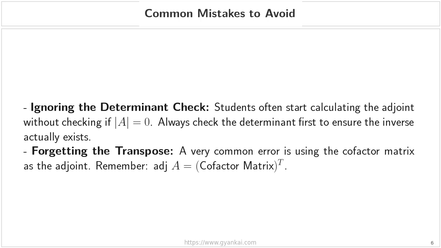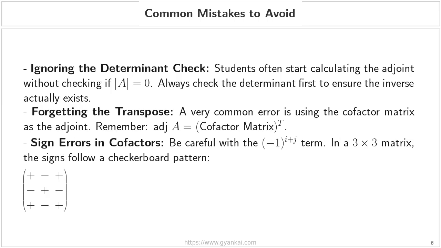Second, watch out for forgetting the transpose. This is a very frequent mistake. Many students calculate the matrix of cofactors and stop there, but remember, the adjoint of A is the transpose of the cofactor matrix. You must flip the rows and columns to get the correct adjoint.